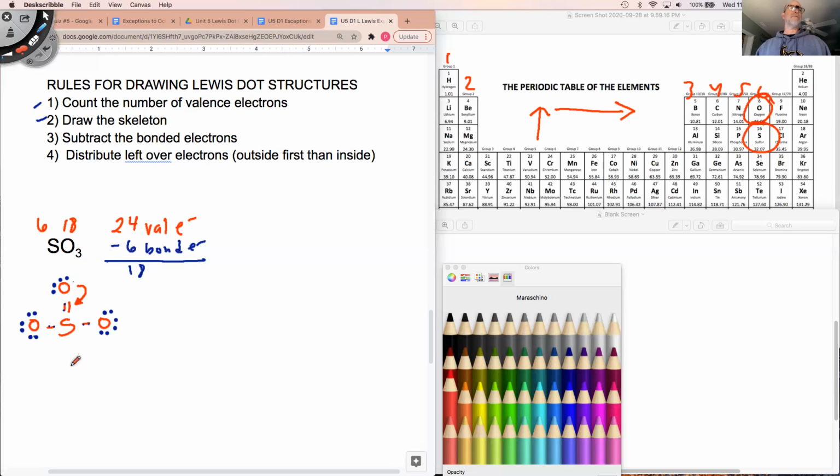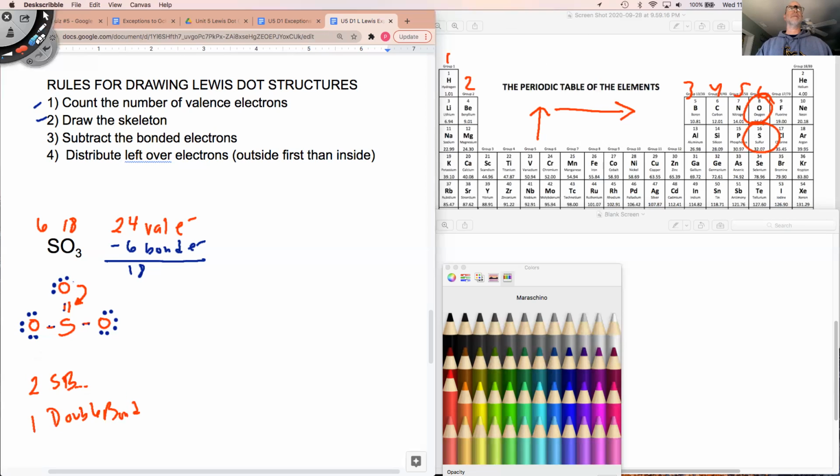So what do we have for bonds? How many single bonds do we have? That's right, we have 2 single bonds. And do we have any double bonds? Yes, we have 1 double bond. That's the double bond right here. 1 double bond.